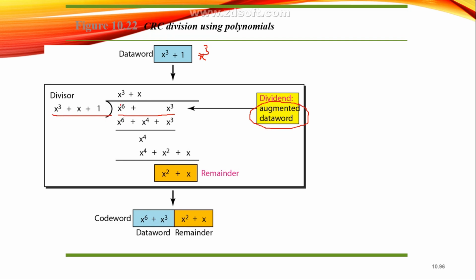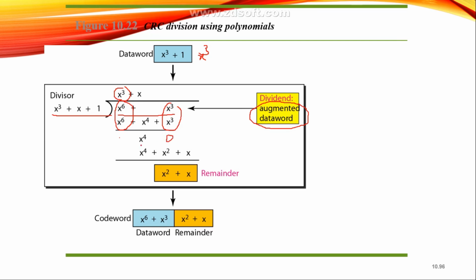So as we know, we need to cancel this one. So you need to multiply this divisor by x raised to 3. So you get x raised to 6 plus x raised to 4 plus x raised to 3. So this gets cancelled. What remained is x raised to 4. Similarly, XORing of two similar bits is 0. So x raised to 4 is there.